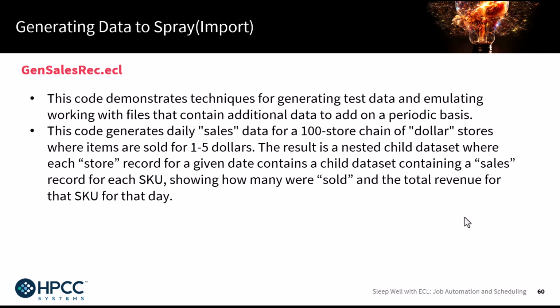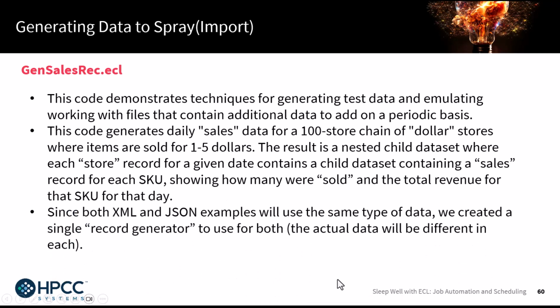The result is a nested child data set where each store record for a given date contains a child data set containing a sales record for each SKU, showing how many were sold and the total revenue for that SKU on that day. Since both XML and JSON examples will use the same type of data, we created a single record generator to use for both. The actual data will be different in each.